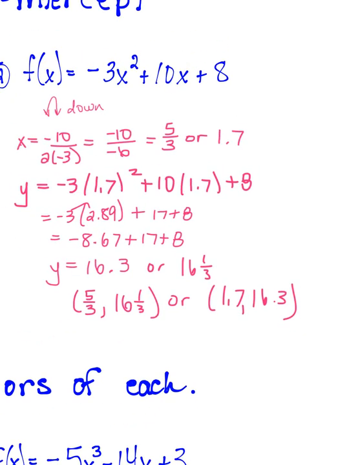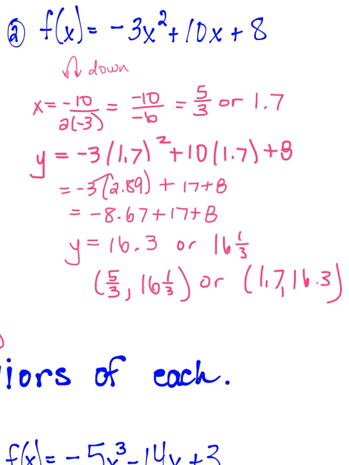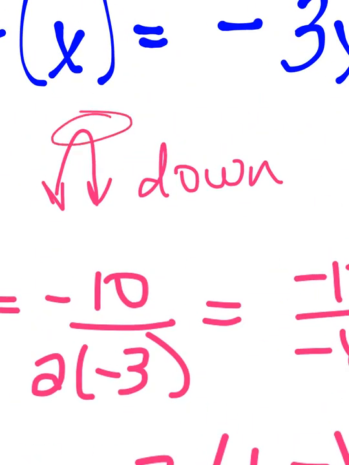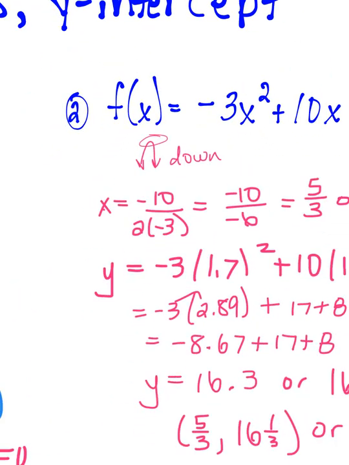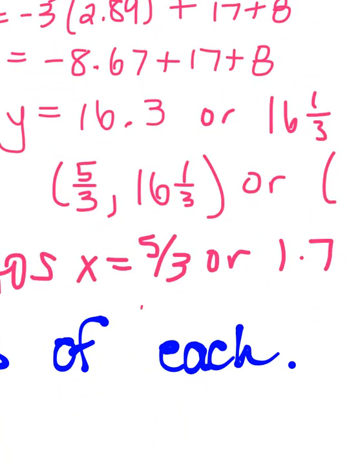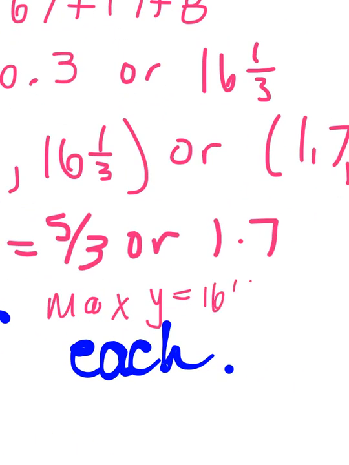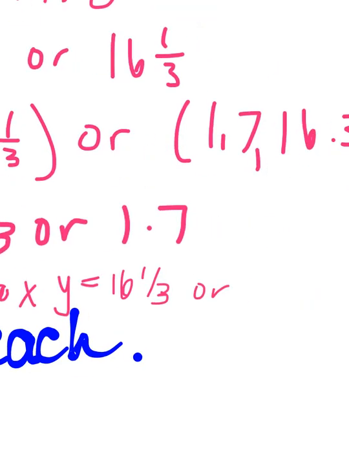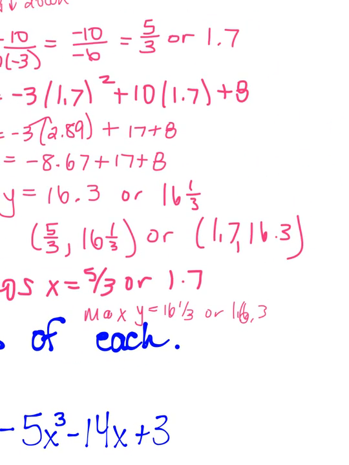What's your axis of symmetry? What letter? X. So 5 over 3 or 1.7. What's your maximum or your minimum? What is it, a maximum or a minimum? If it opens down, what is this point here? The top or the bottom? That's the top. So is that a maximum or a minimum? It's a max at y equals either 16 and 1/3 or 16.3. Either way you want to write it.